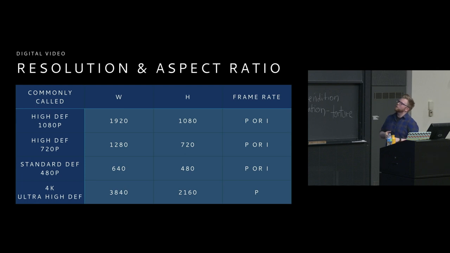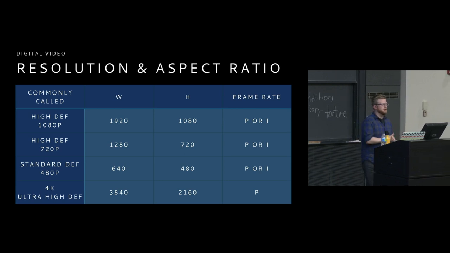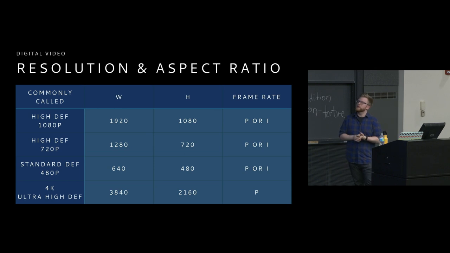So, we need to talk about a few more things. We've been talking about resolution. We're also going to talk about aspect ratio, but I really want to organize my thoughts a little bit here, and a table is always good for that. So, when you're talking about HD video, that can mean one of two things. That can mean 1080, or it can mean 720. I've put 1080p and 720p here because they're the most common.